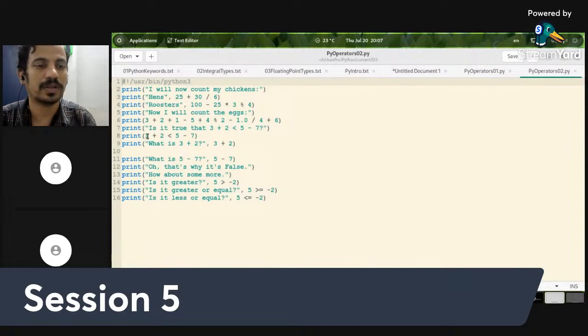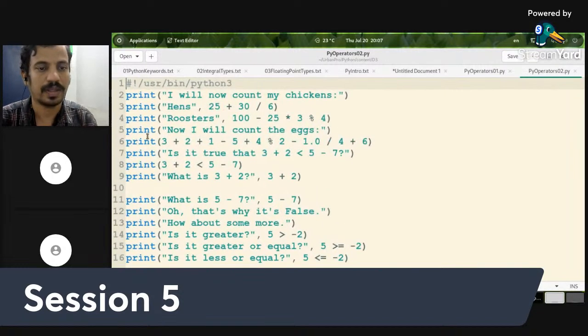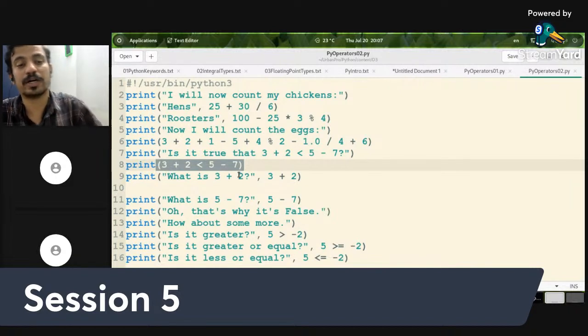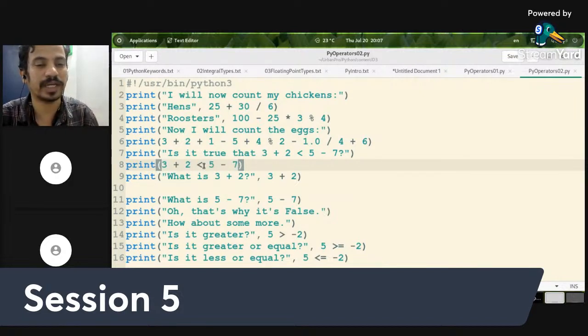Suppose I will highlight this. Tanmay, can you tell me which operation is performed first here? 3 plus 2, then after that 5 minus 7, and later relational. Relational operators have a lesser precedence. So we first find out 3 plus 2, which is 5. Then we find out 5 minus 7, which is minus 2.